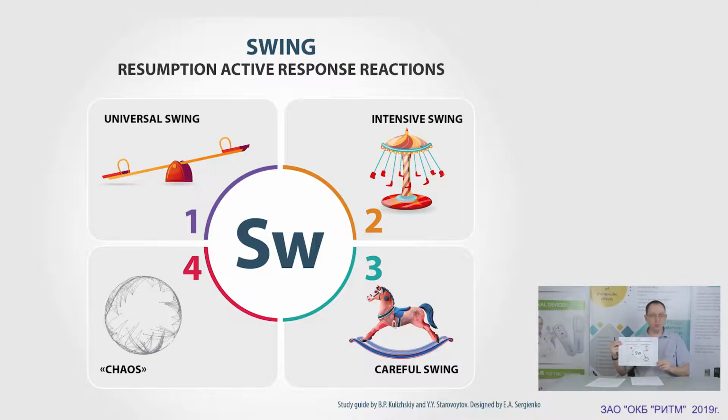Swing mode 4, chaos, is a separate thing. In this mode, frequency, intensity, and gap are changed chaotically and randomly, and damping is changed cyclically. In this mode, we can obtain the strongest responsive reaction when treating chronic patients with prolonged and clinically unchanged symptoms.